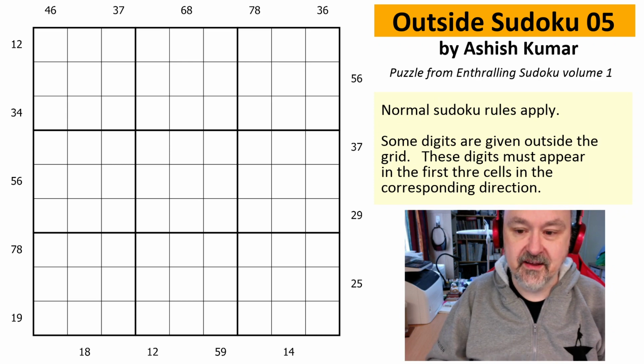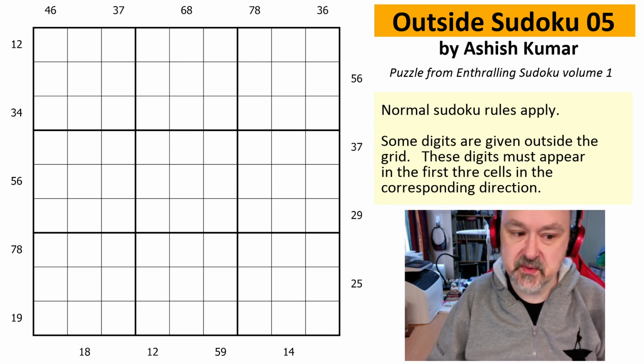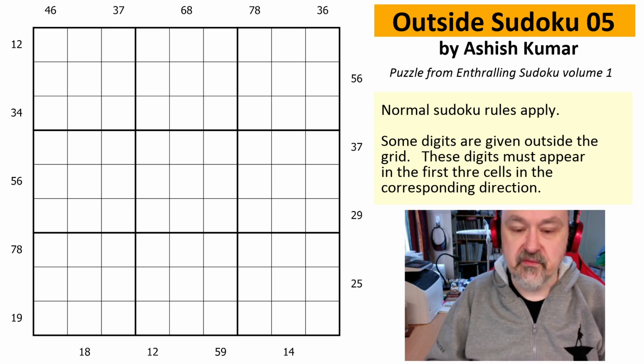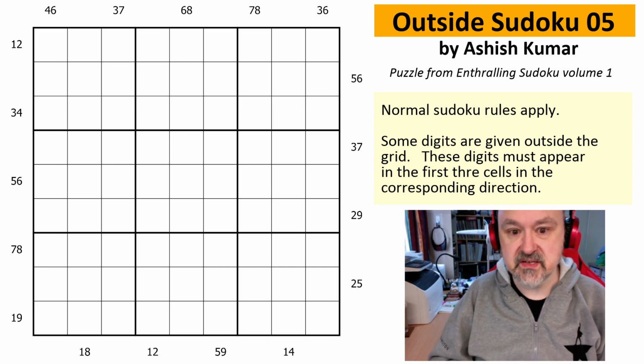So I'm really happy to cover one of Ashish's puzzles. One of the variants that he introduced me to, I encountered it the first time through this ebook, is Outside Sudoku. It is actually one of the puzzle types I've tried to set a few times, because I fell in love with it from this.